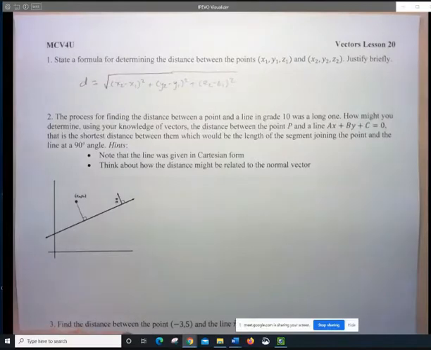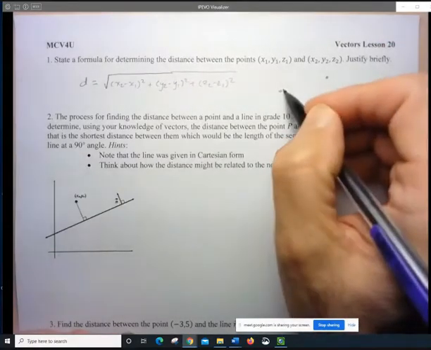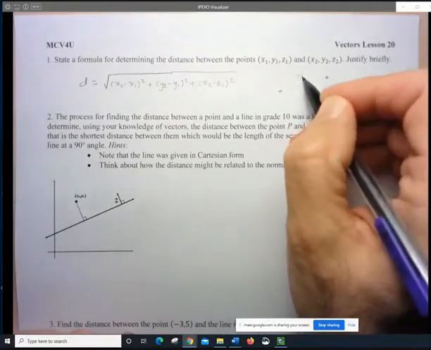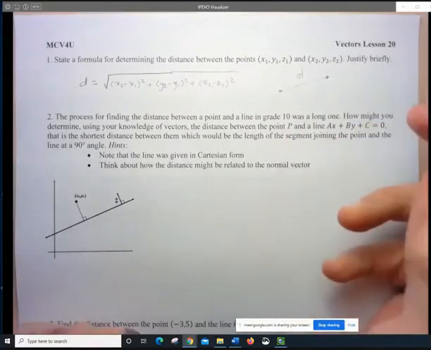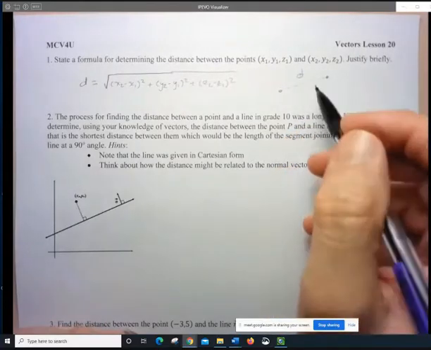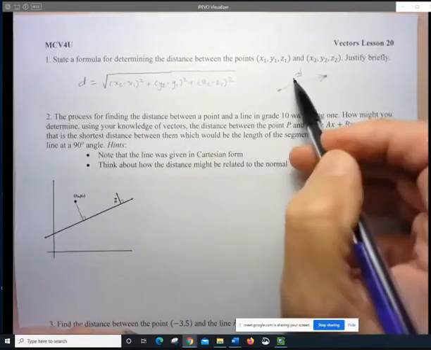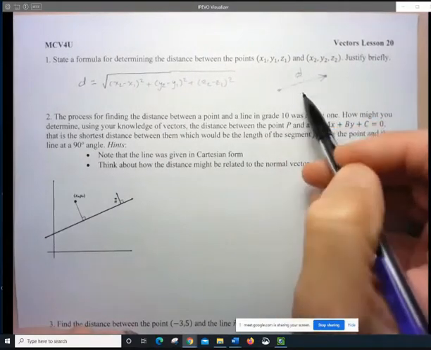Okay, so who can give me the justification why I'm able to just write that out? Because the vector between the two points is just x2 minus x1, y2 minus y1, and z2 minus z1. Exactly, if I form the vector joining these 2 points, the distance between the points is equivalent to the magnitude of the vector.